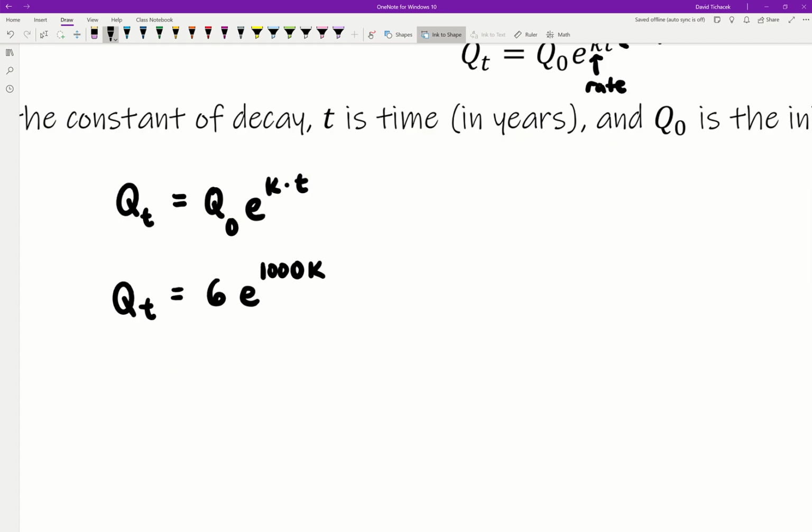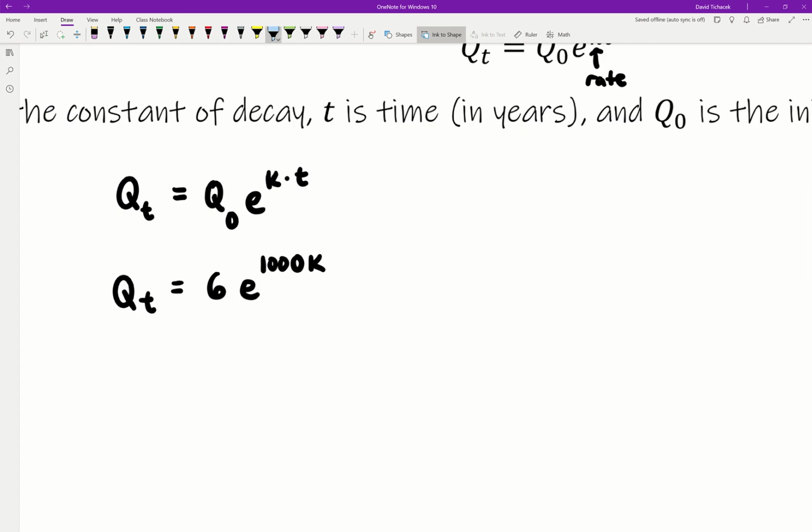That presents a bit of an interesting question. How do we figure out what this is going to be when we don't know what the rate is? Well, the key is knowing that this is a half-life problem. So we know that it's going to decay into 3 grams after so long. We know we started off with 6 grams, and that's going to be times e to the power of 1,000 times k.